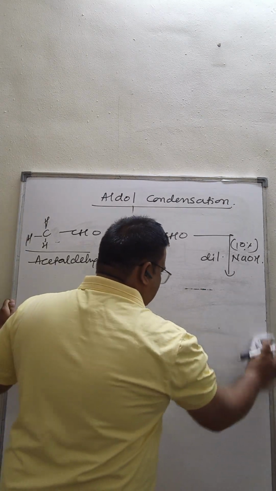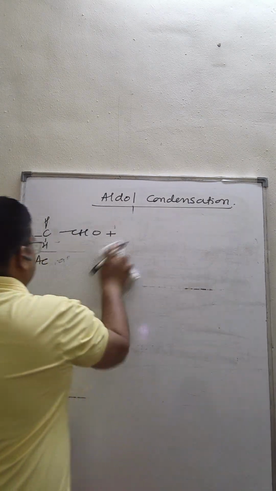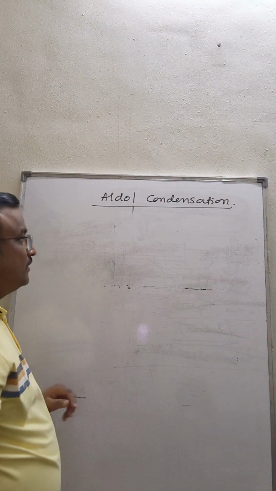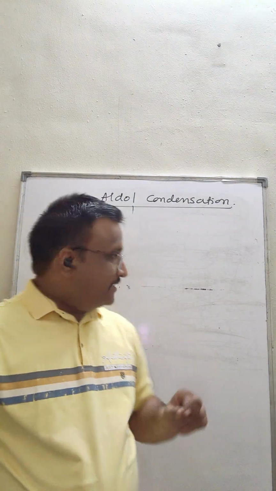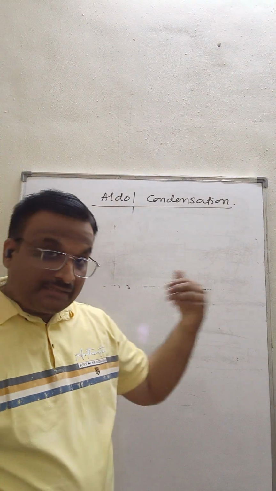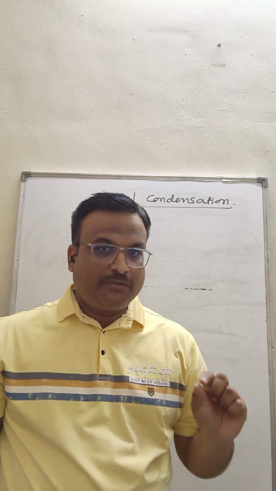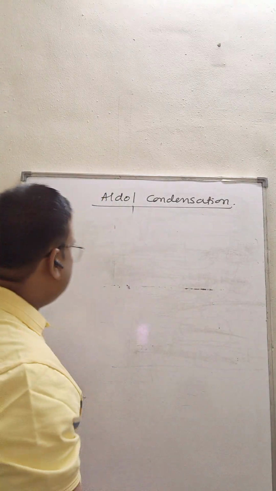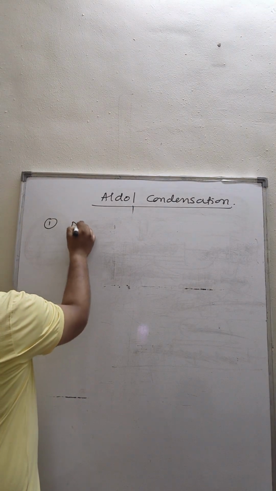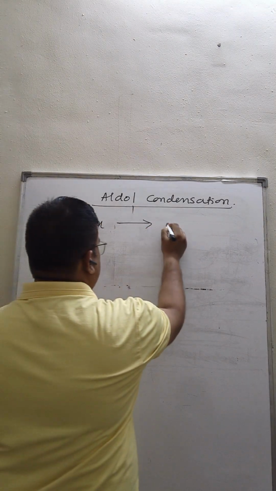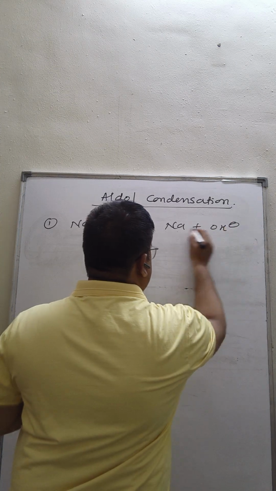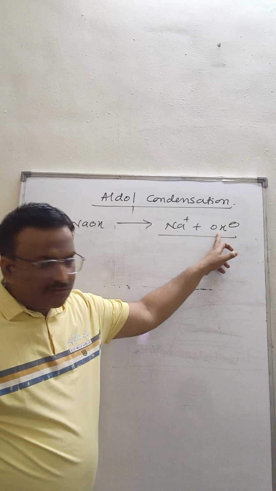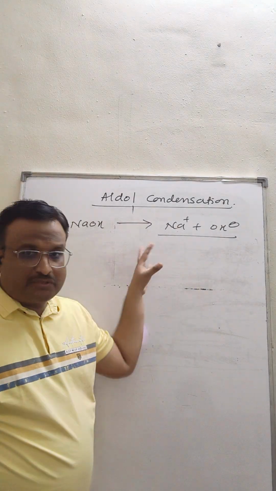Now we'll see the mechanism of this type of aldol reaction. So dear friends, as the reaction is performed under alkaline condition, the base will play an important and vital role. That means in the first step of the mechanism, NaOH will provide the basic OH minus ion. This does not act as a strong nucleophile because the solution is very dilute.